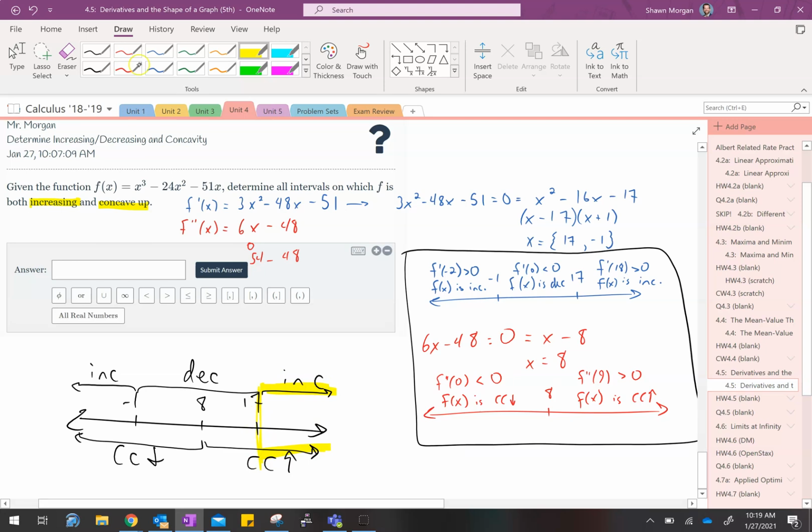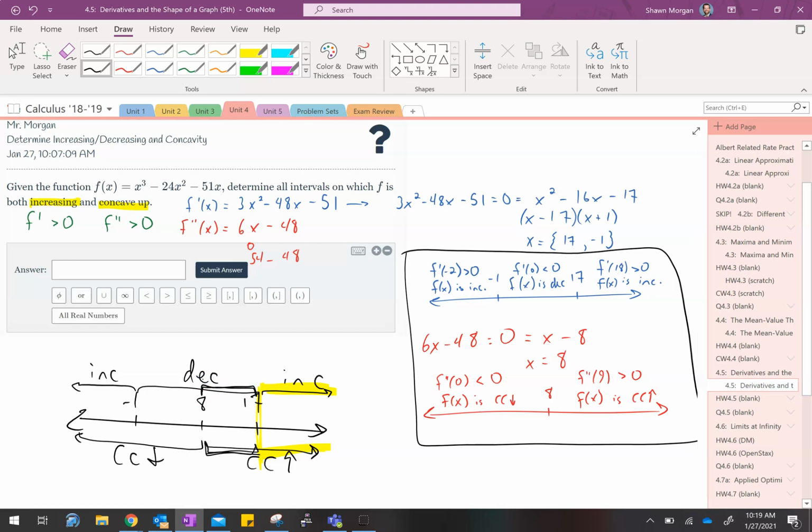So in other words, what we're looking for is where the first derivative is positive and the second derivative is positive. That's what we were really looking for. And there's no other place where that occurs, because the only other region of my domain where it's concave up is between 8 and 17, and there the first derivative is negative, so the function's decreasing.